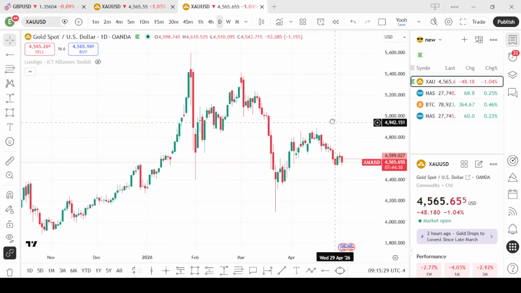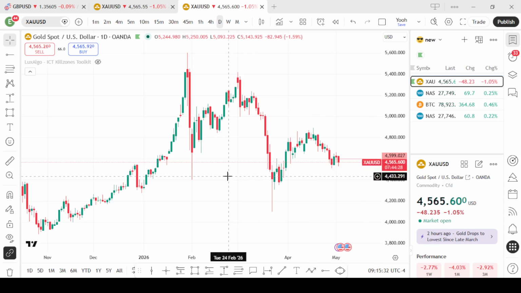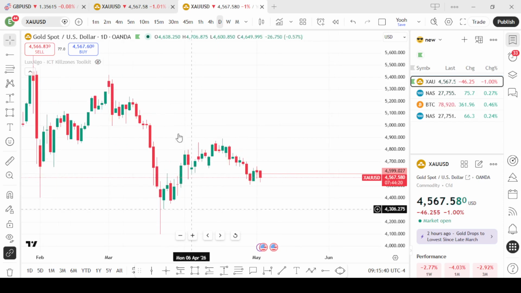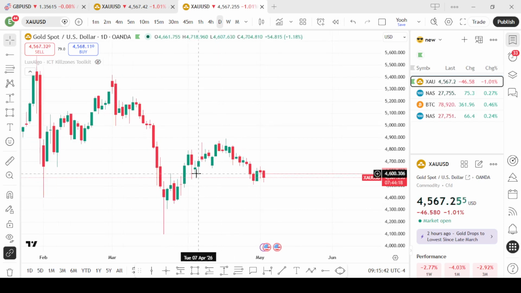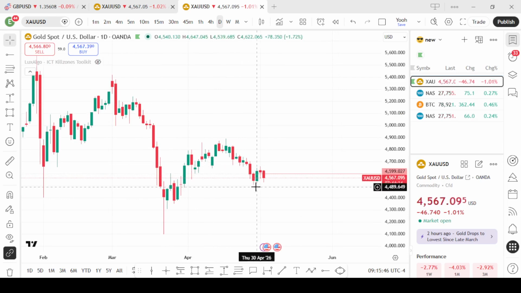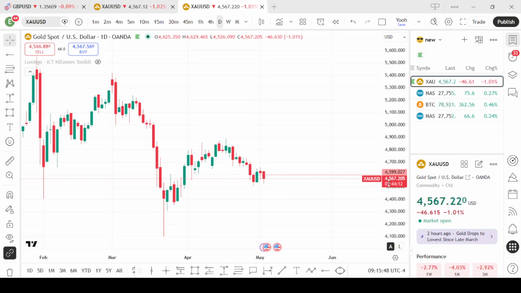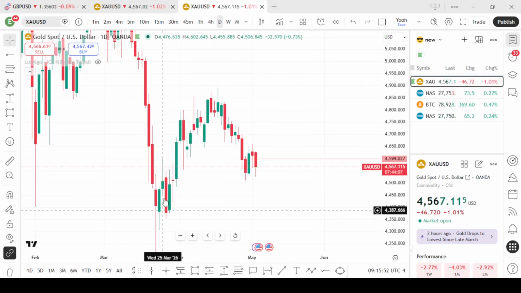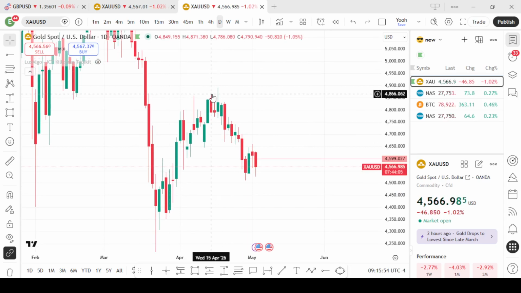On the daily, we can see we are still bearish here. And we were buying, but now we started making lower lows as well. We've already had our correction, and this is our indication.